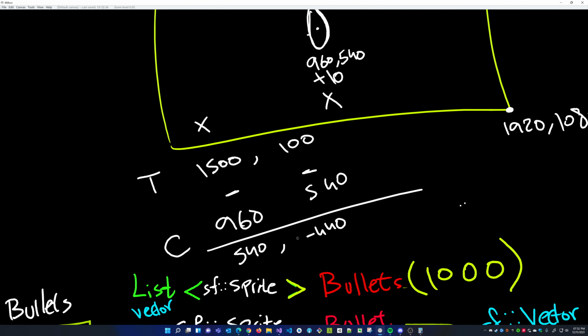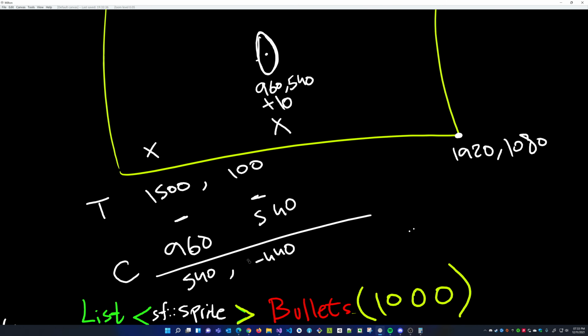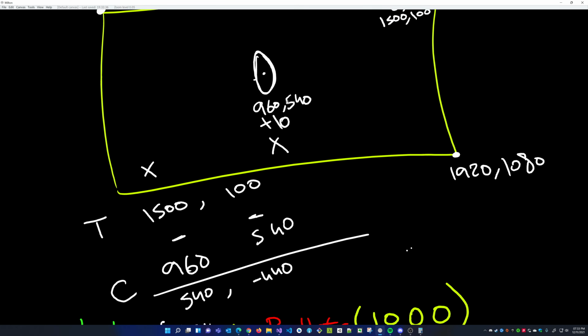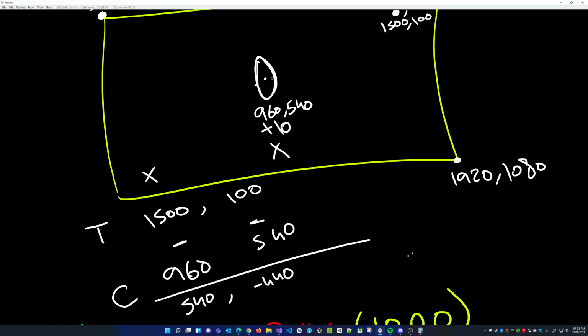Right? So this is my direction vector. Look at this direction vector. It says the x-axis is positive. So if we start from this dot, we are going to move from here to here, 540 units or pixels. So if my starting location is over here, it means I'm moving to the right 540 pixels.